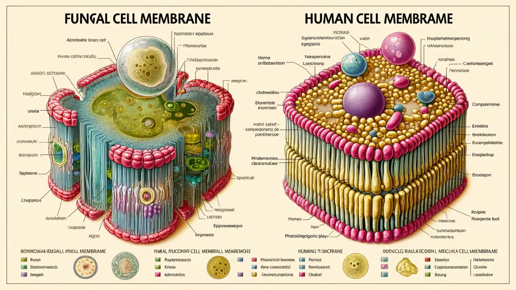Fungal infections are tackled by exploiting differences in cell membrane composition. Fungal cell membranes contain a substance called ergosterol, which is absent in human cell membranes. Antifungal drugs like amphotericin B bind to ergosterol, disrupting the membrane and killing the fungus. Human cells, which contain cholesterol instead of ergosterol, remain unharmed.